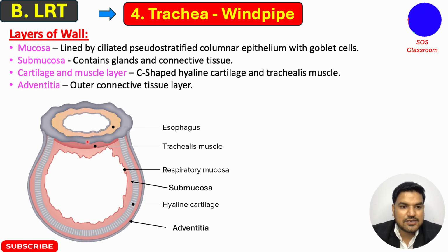Similarly, the esophagus also has 4 layers. The inner side is the mucosal layer, second is the submucosal layer, third is the muscular layer, and fourth is the adventitia or serosa. We will discuss this in the GI system.